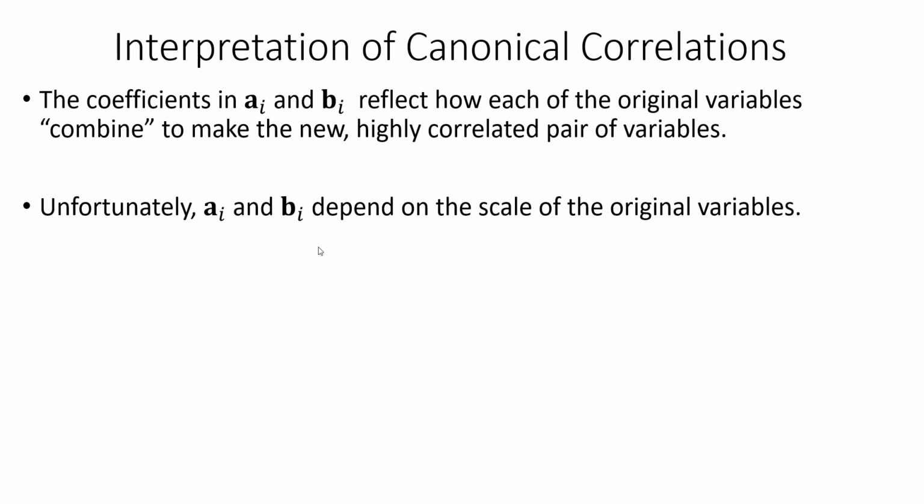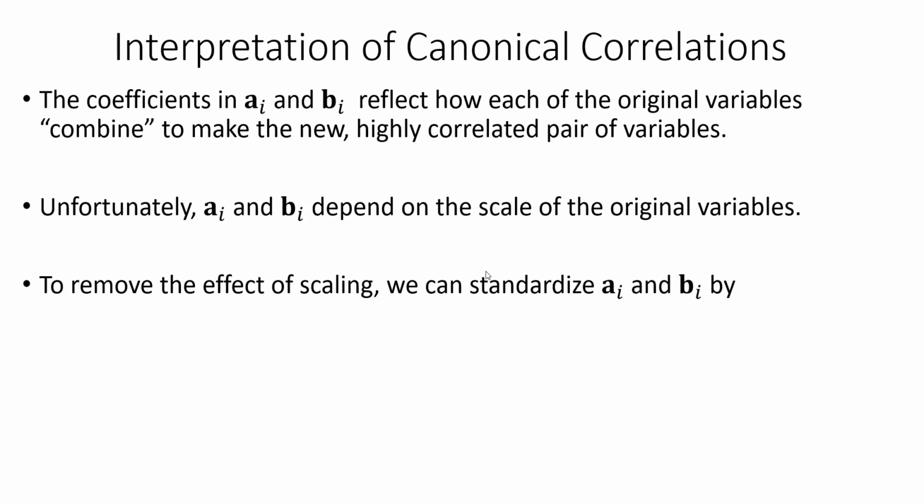Unfortunately for us, we mentioned that while the correlations are invariant to the scale, it doesn't matter if we're looking at feet or inches, these a's and b's, the eigenvectors, do depend on the scale of the original variables. So if you change one variable from feet to inches, it'll make the value on its eigenvector smaller since the scale increased. To remove the effect of scaling, we just want to go ahead and standardize them. We're going to standardize it the same way we did in Chapter 8 when we standardized our discriminant functions. We'll take our original scales and multiply them by their standard deviations.